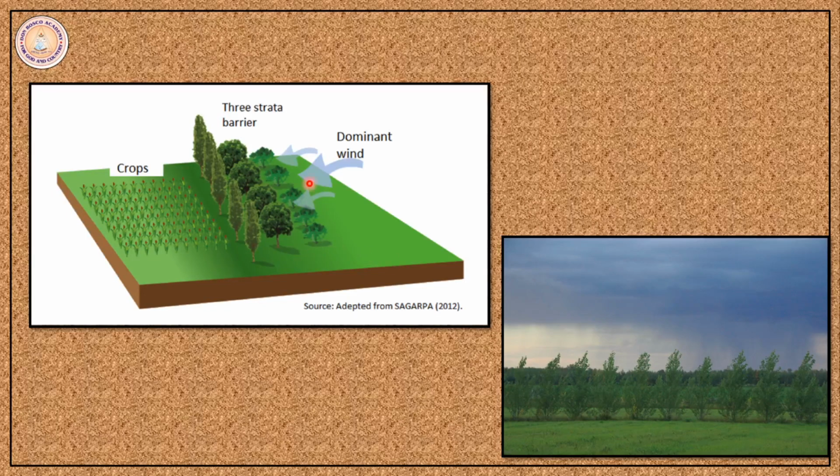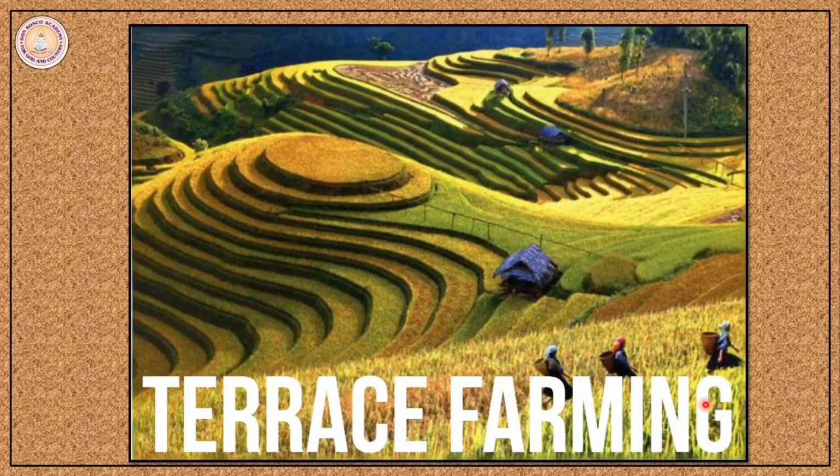This is the diagram which shows the shelter belts, and this is a photograph where shelter belts have been made along the cropped area. Elsewhere, we can have terrace farming. In terrace farming, the hill is cut into terraces or flat lands. It is flattened so that crops can be grown over here, and the velocity of the rain is checked.